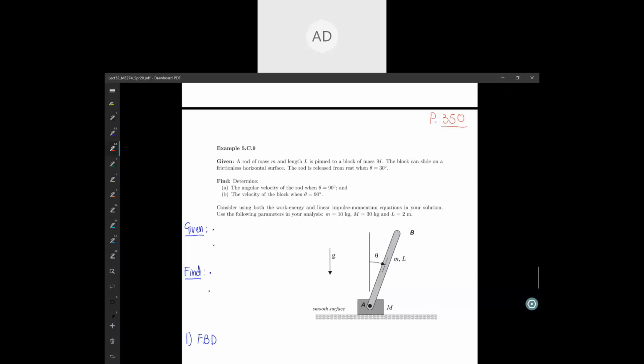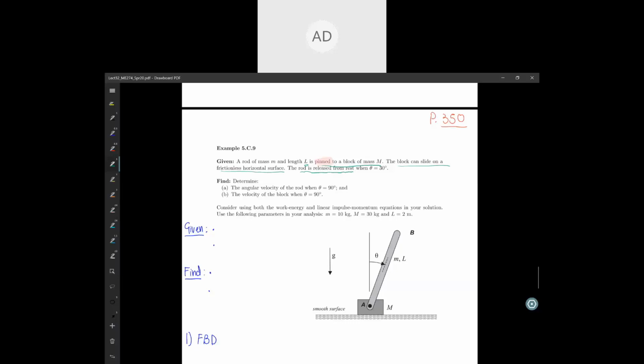So we have a rod of mass m and of length L, and it's pinned to a block of mass m. Okay, so this word pin is important. And then we see the block can slide on a frictionless surface. And we see that the system is released from rest at an angle.